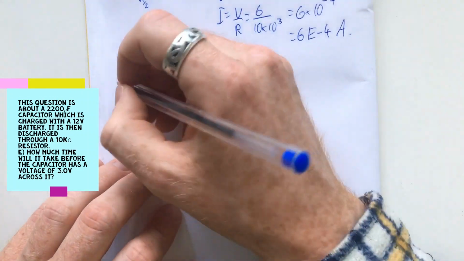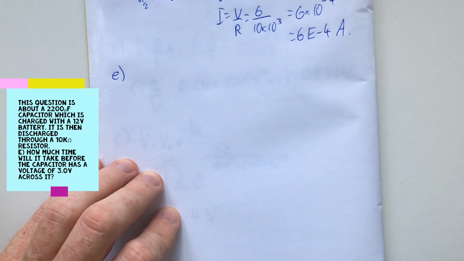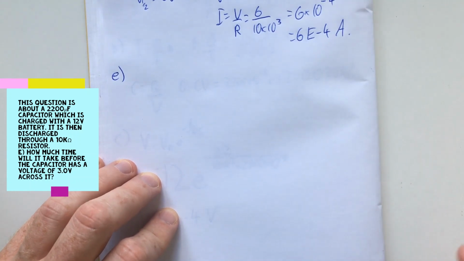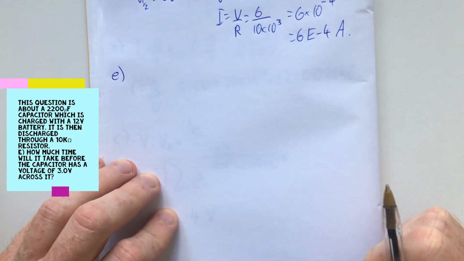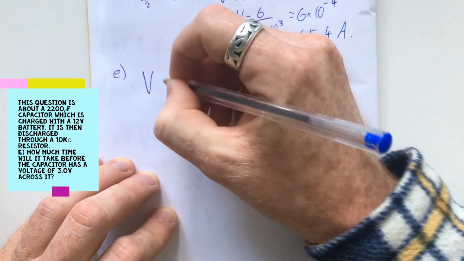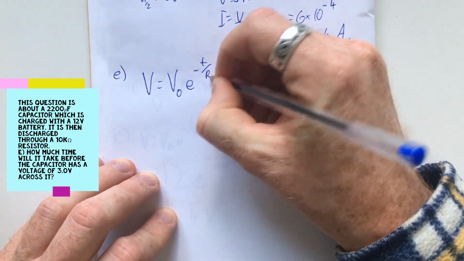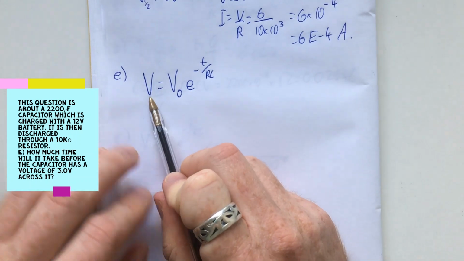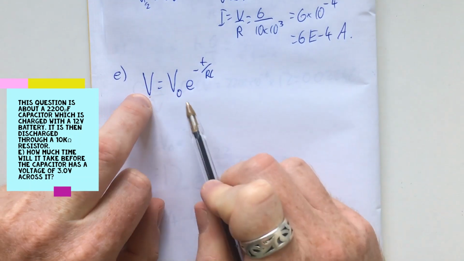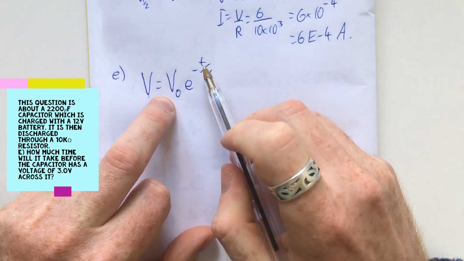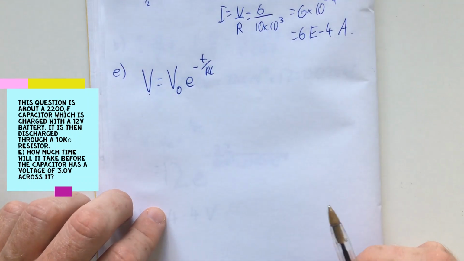Now finally, this is the hardest part of the question, part E. In part E, we now have to calculate how much time it will take before the capacitor has a voltage of 3 volts across it. So I'm going to use this equation again, with minus t over RC. Here I know what the voltage is, so I'm looking for a current voltage of 3 volts. The initial voltage is 12 volts, and I want to work out t, how much time has passed. And I know R and C, they're still the same as before.